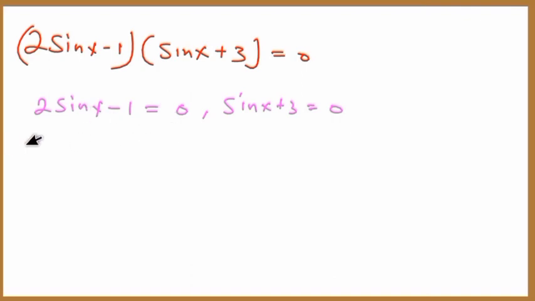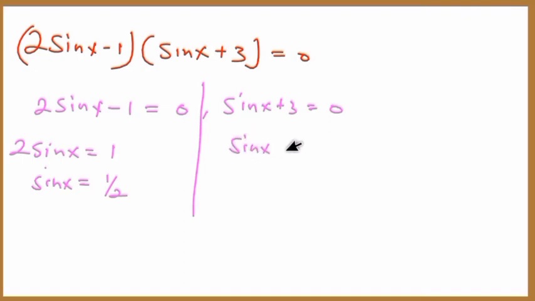From here, 2 sin x equals 1, so our sin x equals 1 over 2. And here, sin x equals negative 3. Now let's take sin x equals negative 3. This does not exist because the value of sin ranges from negative 1 to 1 inclusive, so we will not consider this one.